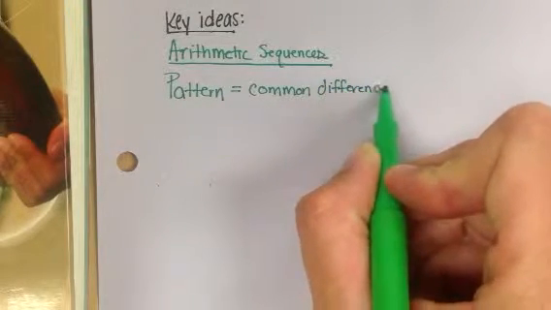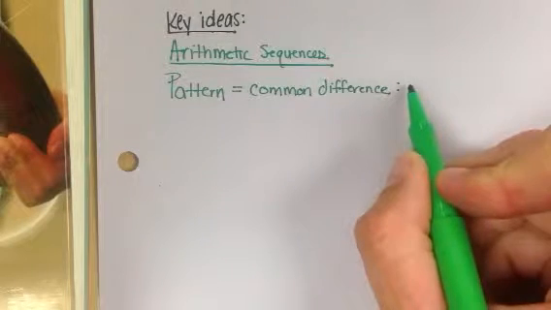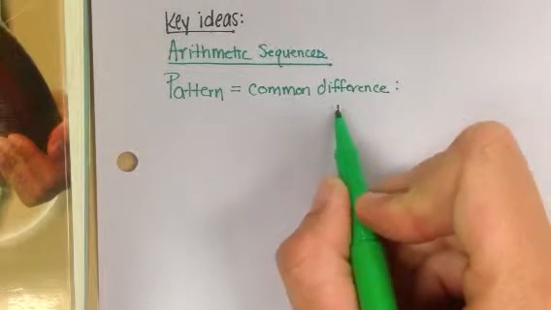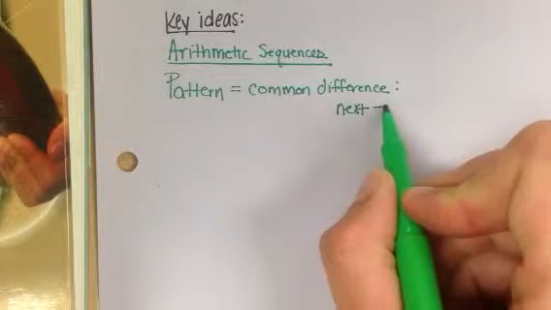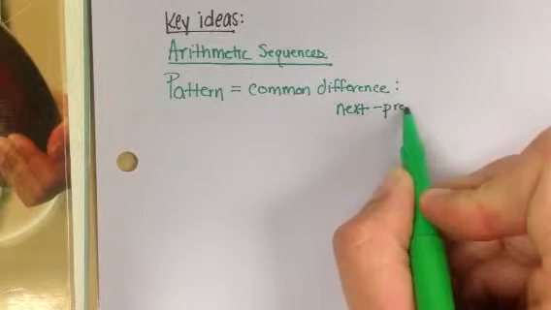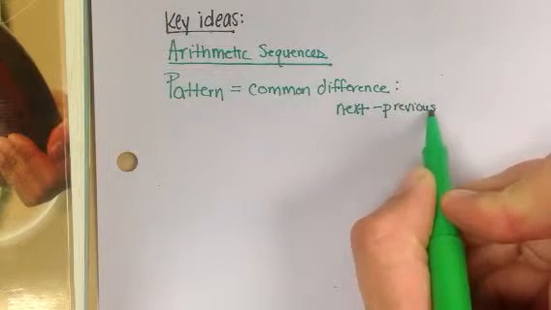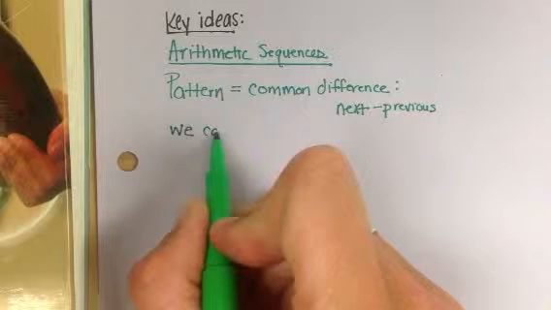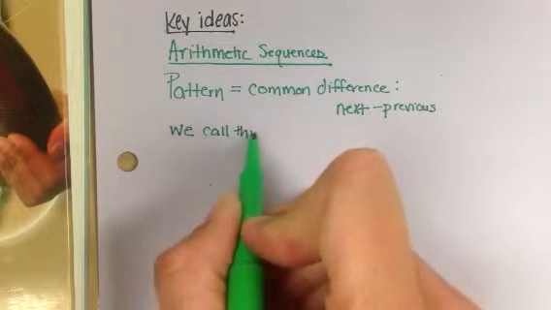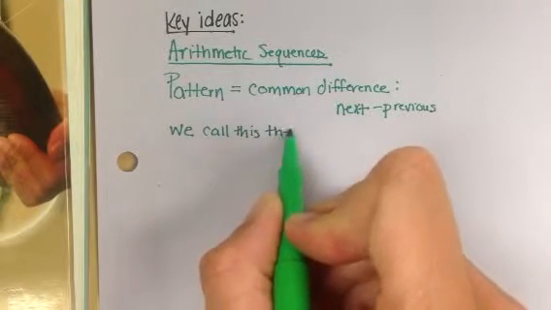To calculate the common difference, you're going to take your next term and subtract it from your previous term. We call this the D value.